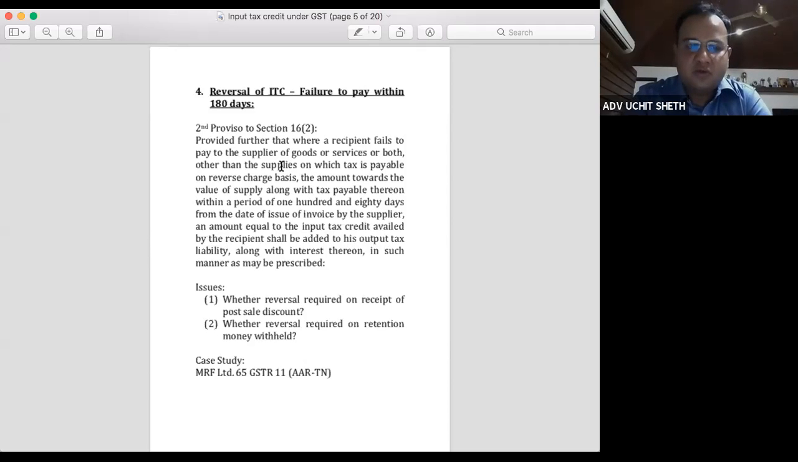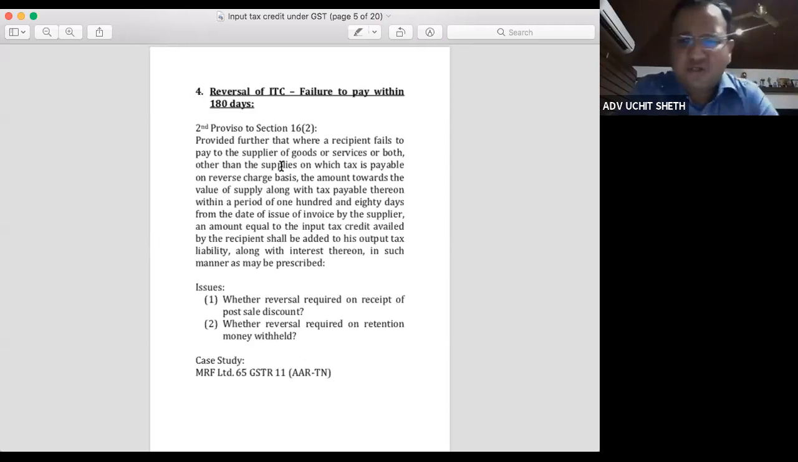So this was an incongruent situation, and therefore such a provision is enacted which says that if the buyer does not pay the seller within 180 days from the date of the invoice, then the buyer will have to reverse the input tax credit. In other words, it puts a check on the buyer. It tells the buyer that, look, you pay within 180 days. If you don't pay within 180 days, and if you have claimed input tax credit in respect of that transaction, you will have to reverse it, and that too with interest. The third proviso thereafter says that if and when you make the payment, you will again be entitled to tax credit.